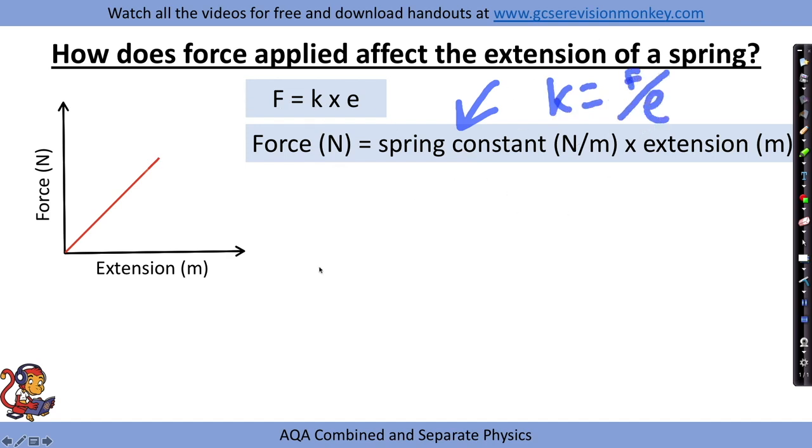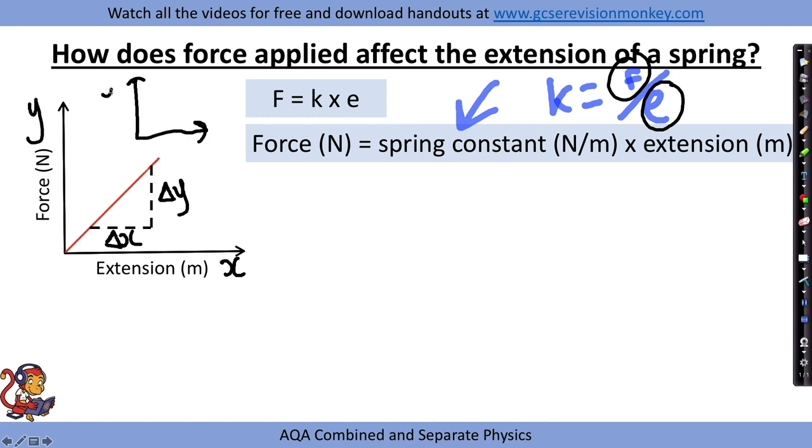And if you do that, you can see that by calculating the gradient of the graph, so by drawing on a triangle and calculating the change in y divided by the change in x, essentially you're doing force divided by extension so you can calculate the spring constant. That is why it's important to have force on your y-axis and extension on your x-axis. Otherwise, you'd have to do 1 divided by the gradient to get your spring constant if you had the axes the other way around. So it's better to do it this way around.